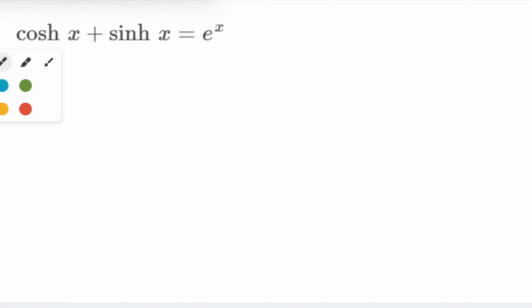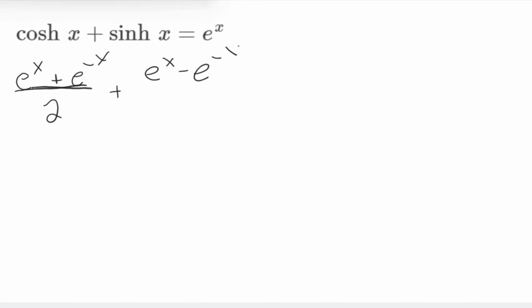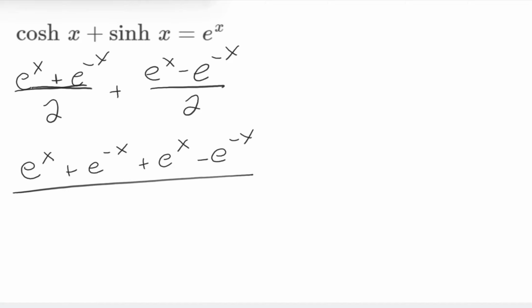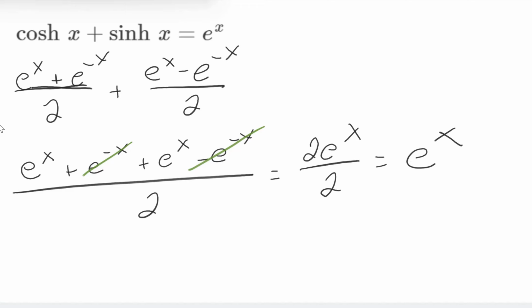All right, so what's hypercosine? What's hypersine? Okay. So I can put those together, all over 2. And that cancels out. So I'm left with 2e to the x over 2, which equals e to the x. That's it.